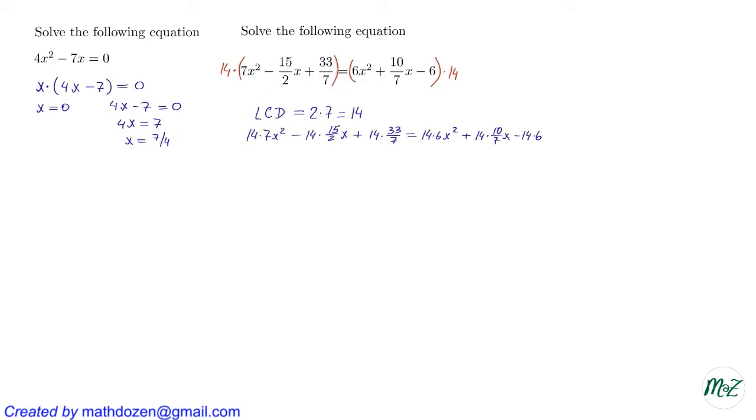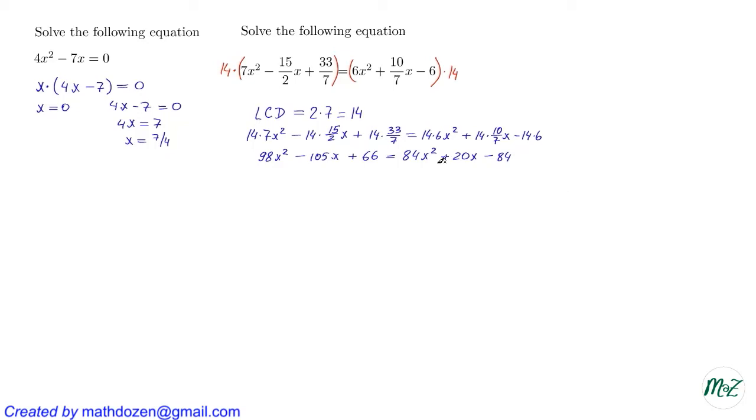We're looking at 14 times 7x squared minus 14 times 15/2 x plus 14 times 33 over 7 equals 14 times 6x squared plus 14 times 10 over 7x minus 14 times 6. So doing the calculations, we end up with 98x squared minus 105x plus 66 equals 84x squared plus 20x minus 84.